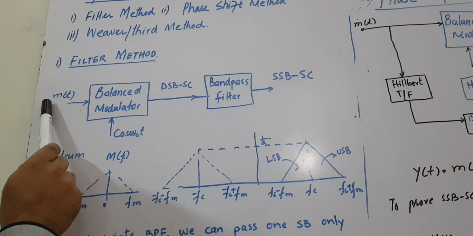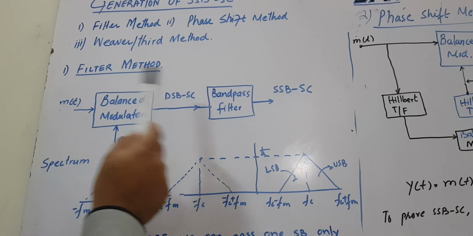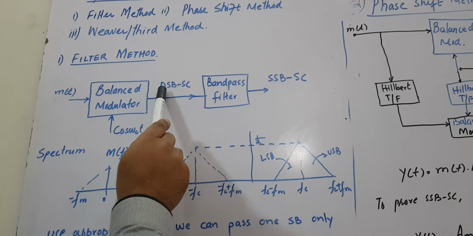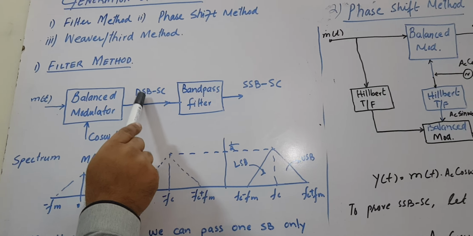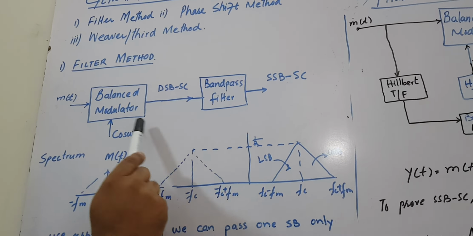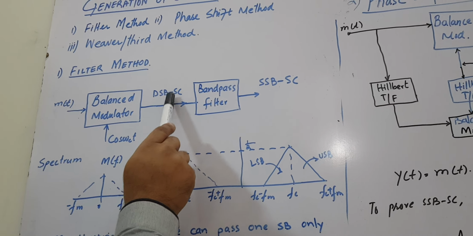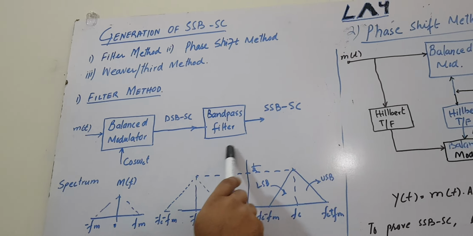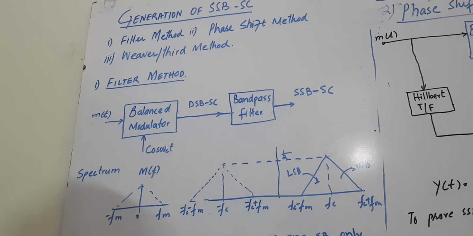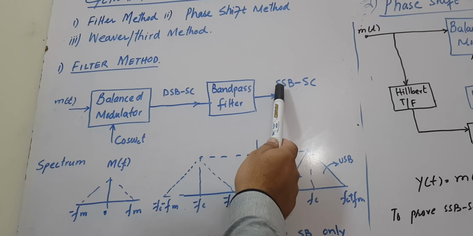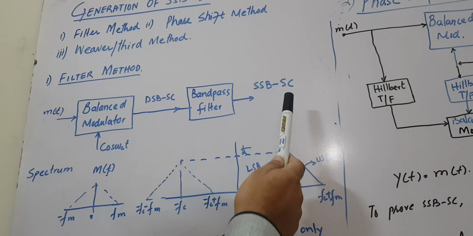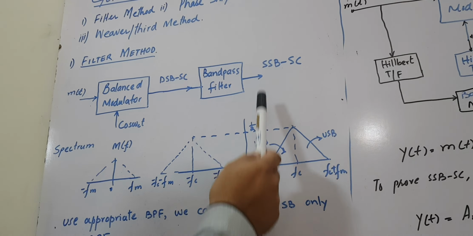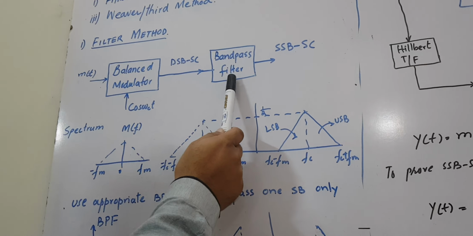The input is m(t), and after that you generate the double sideband suppressed carrier signal. Then you pass that double sideband suppressed carrier signal through a proper band pass filter, and you will end up with the single sideband suppressed carrier. It can be either the upper sideband or the lower sideband, depending on the design of the band pass filter.